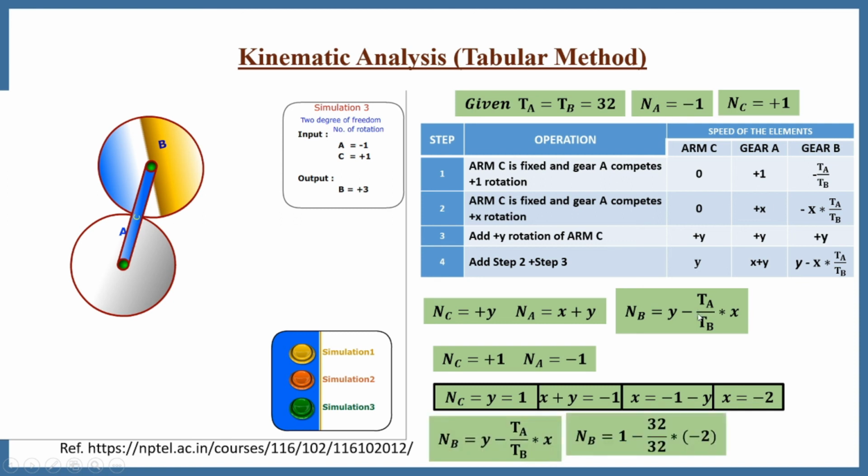If you put these values, we will find that the speed of gear B is 3. That means the speed of gear B is 3 times the speed of gear A and arm C. That means a heavy increment or decrement in the speed we can achieve using the epicyclic gear train. This is one of the beauties of the epicyclic gear train. With the same resources we can achieve different velocity ratios.